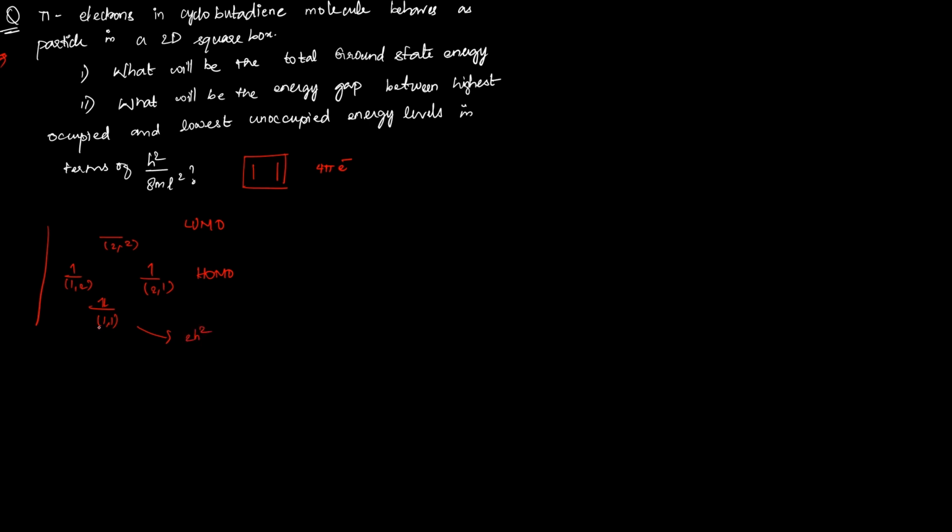So n value என்னது, nx is going to be 1, and ny is going to be equal to 1. So if you write the equation for your energy in a 2D box, E of 2D box is going to be equal to 2h square by 8ml square. So what is the energy for your 2D box? This is going to be equal to (nx square plus ny square) into h square by 8ml square.